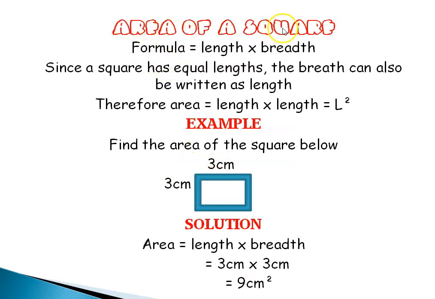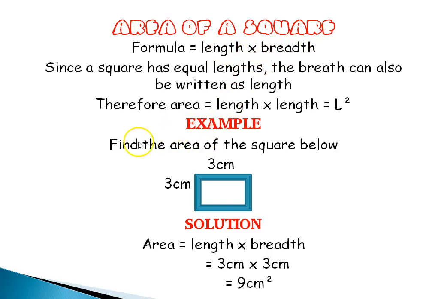Let's look at a square. The area of a square has a similar formula as that of a rectangle, length times breadth. But since the square has equal length, then the breadth is the same thing as the length. So instead of saying length times breadth, you can say length times length, or say L square. So don't be confused if you see the formula of the square as L square, as length times length, or as length times breadth. Everything is still correct.